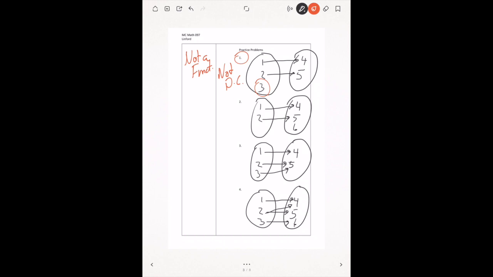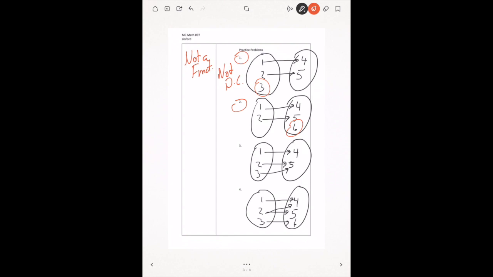1 is paired up with 4, 2 is paired up with 5, and we have this 6 all by itself. So let's ask ourselves, is this domain complete? Pause the video, take a second to think about it, and return with whether or not this particular relation right here is domain complete.